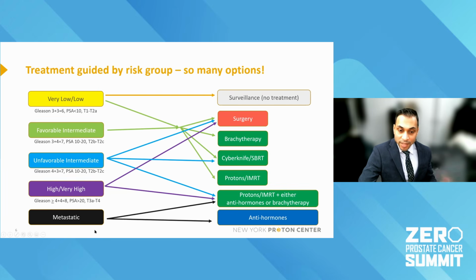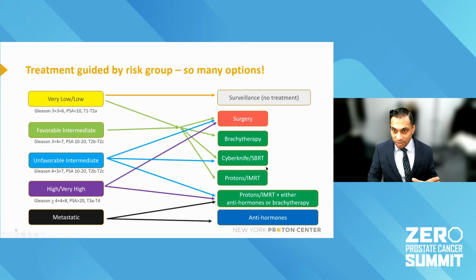And once you get to metastatic disease, again, this is when it's spread beyond the prostate gland, you're typically looking at just anti-hormone therapy alone. You're kind of removing the local therapy components from it, meaning surgery or radiation. But for select patients, you can actually offer radiation as well.